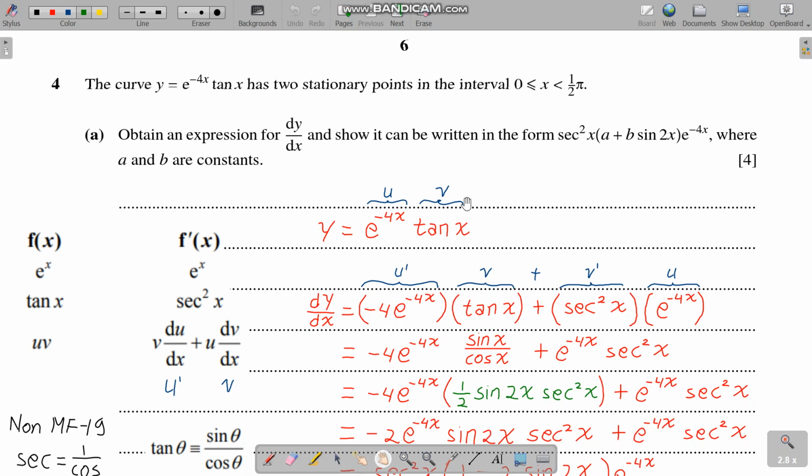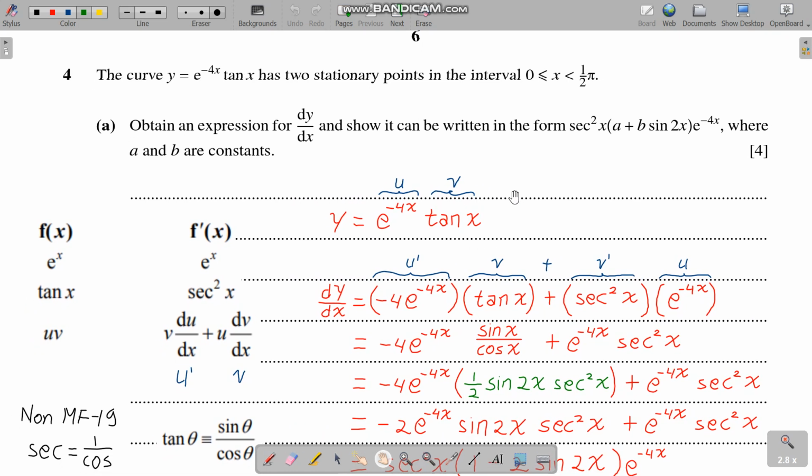About differentiation. The curve y equals e to the minus 4x tangent x has two stationary points in the first quadrant. Obtain dy/dx in this form. So we need to find y prime, because stationary points means y prime equals 0. So stationary points means we differentiate and equate to 0.